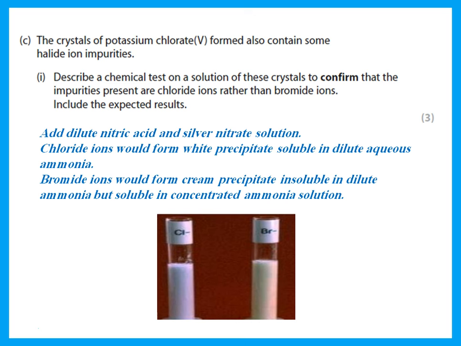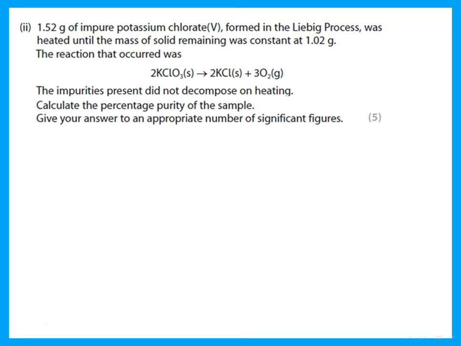In order to distinguish whether it is white or cream, we add dilute aqueous ammonia. Now, the precipitate from the chloride would dissolve in dilute aqueous ammonia. The one in bromide would not dissolve in dilute aqueous ammonia. It will dissolve only in concentrated ammonia.